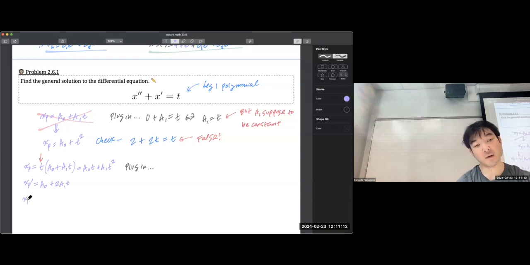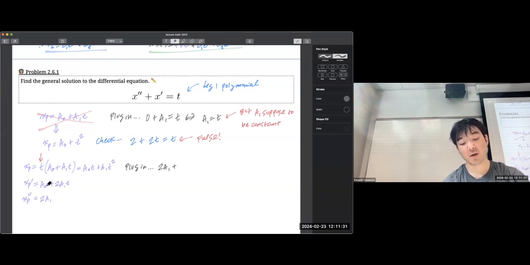And then xp double prime. The a naught is a constant, so that goes away, and you just have 2a1. I'm just doing this on the side because I'm going to plug it into x double prime, and you need to take the prime first. So this is just going to be 2a1. That's the x double prime term.